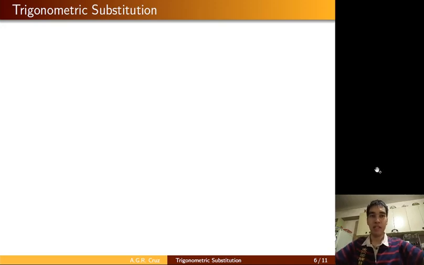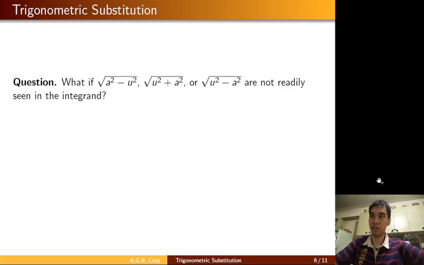Okay, hello again. So this is part 2 of our discussion on trigonometric substitution. For the following two examples, we will solve integrals wherein the forms that we have seen earlier, the ones with the square root of a squared plus u squared, etc., are not readily seen in the integrand. So that's the question we want to solve now. What if these three forms are not apparent in the integrand?